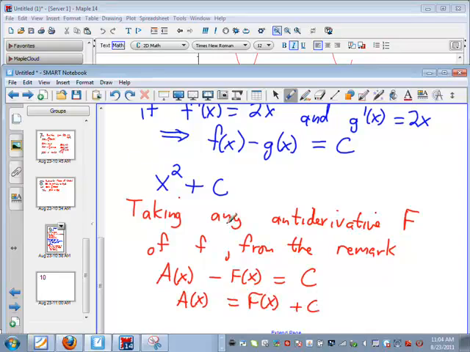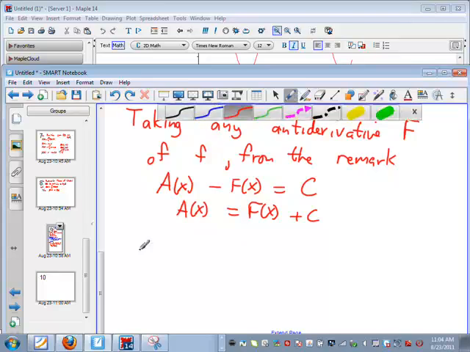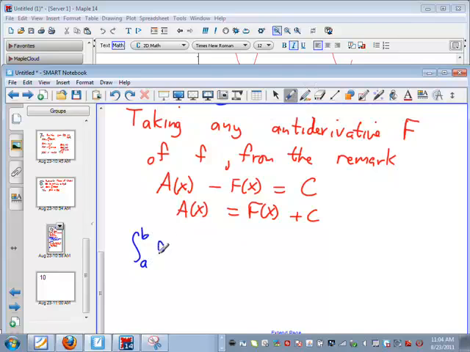And so finally, we have that the integral from a to b of f of t dt is equal to, here's the magic, we already said it, this is capital A of b.